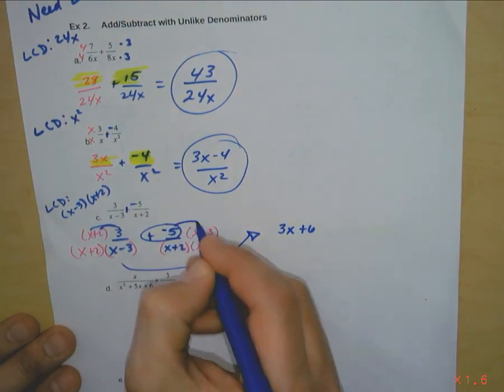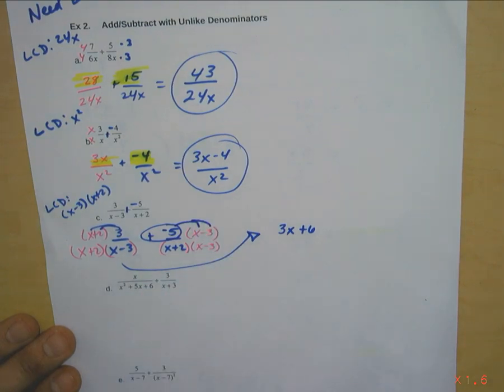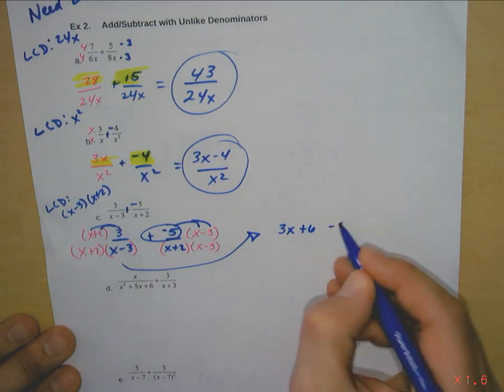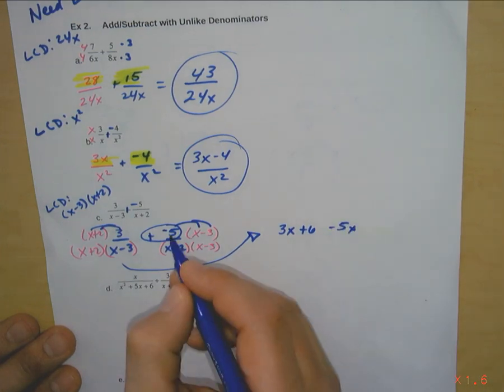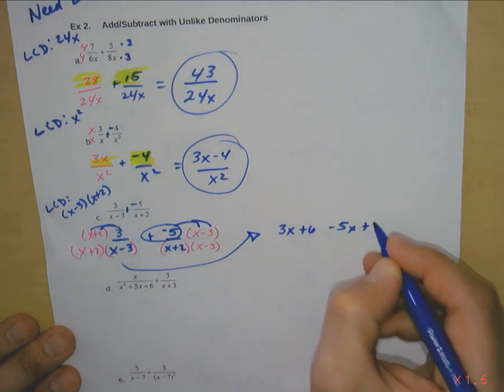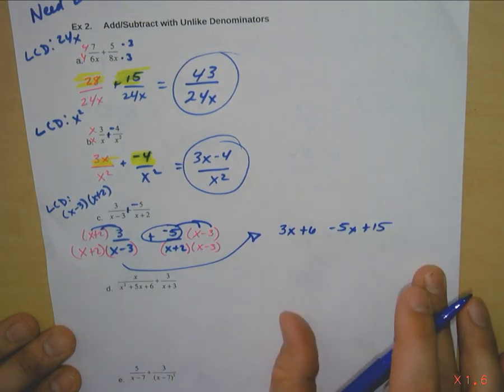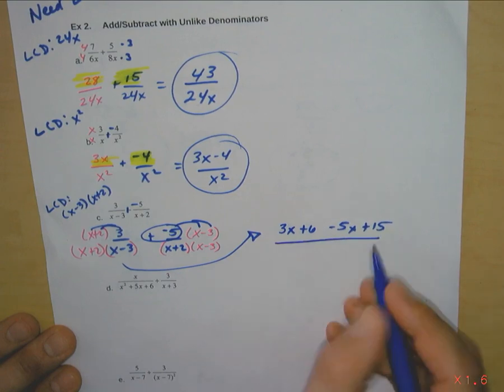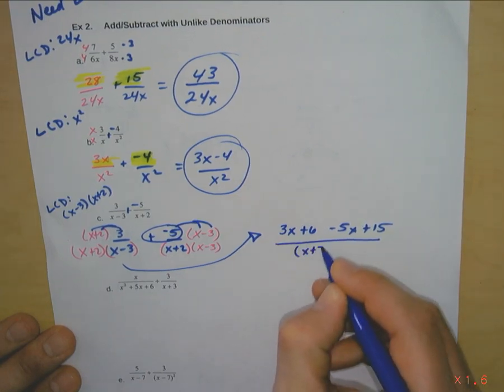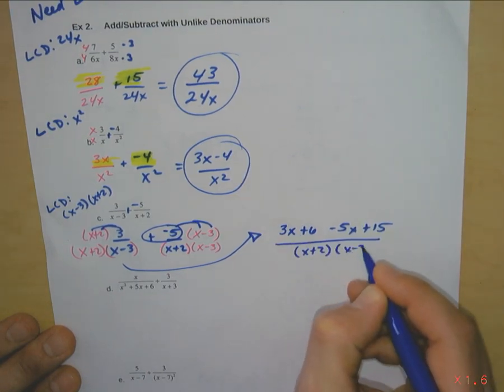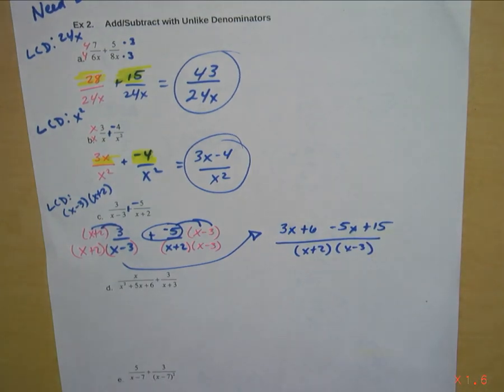But I got to take this negative 5 times each one of those. So negative 5 times x is negative 5x. Negative 5 times negative 3 is 15. And both of those are underneath that LCD. Well, if you want to just write one LCD to save space, you can do that now. Okay, so it's both under that x plus 2 and x minus 3.